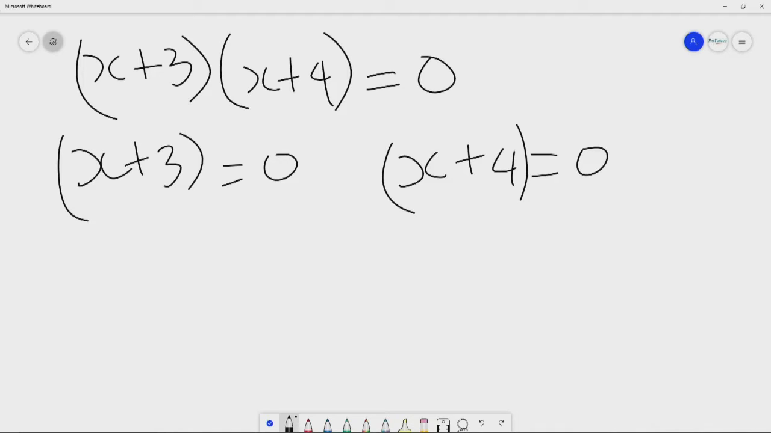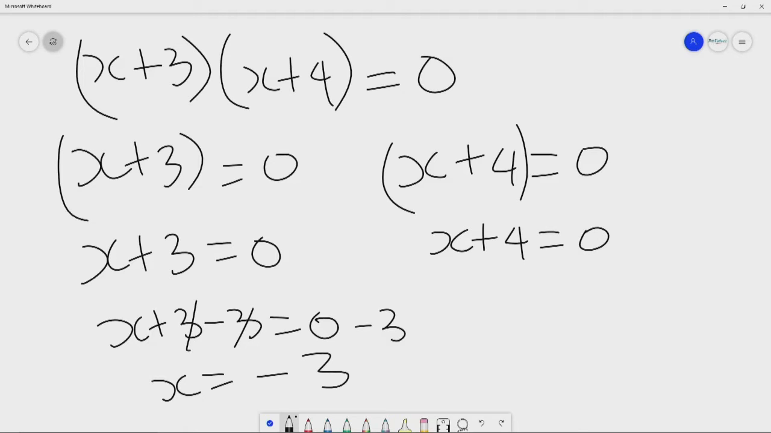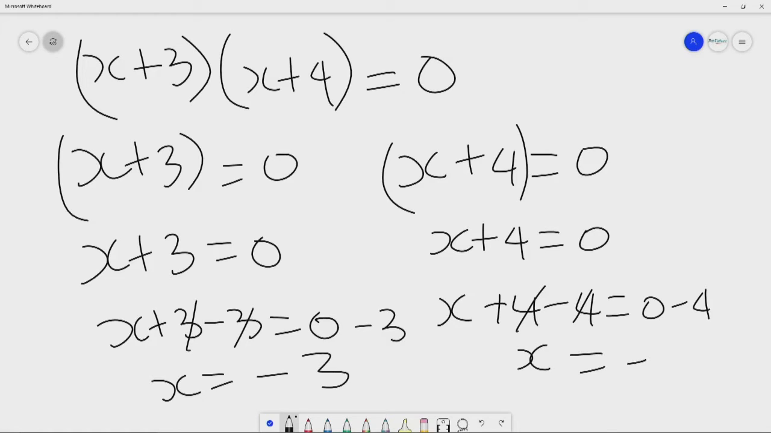So we remove the bracket and we will have x + 3 = 0. So we subtract 3 from both sides, which will give us x + 3 - 3 = 0 - 3. These will go out, so we now have x = -3. We perform the same thing on the other side, which is for x + 4 = 0. We remove our bracket and we subtract 4 from both sides. These two will go. We will be left with x = -4. And that is how you solve a pair of quadratics after you would have factorized.